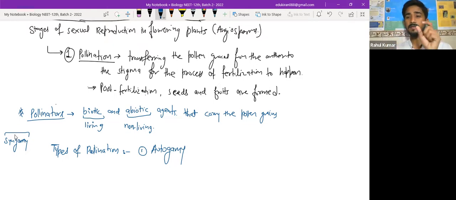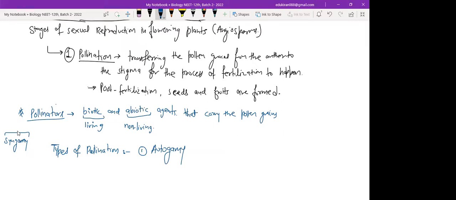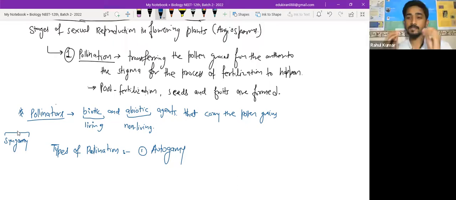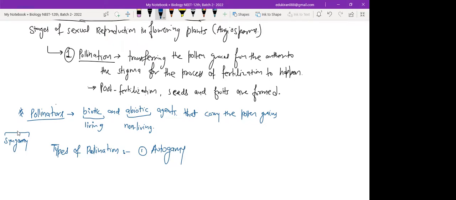So syngamy is a specific time of fertilization. You understand? Fertilization is the process where the gametes move into the female tract, then they encounter the female gamete, and then they fertilize it. In that whole process, that exact moment of touching each other, that exact moment of the gametic kiss, if we call it, that's called syngamy. Do you understand? Yes. So autogamy.